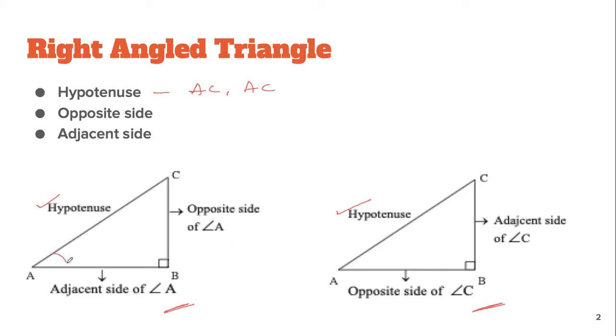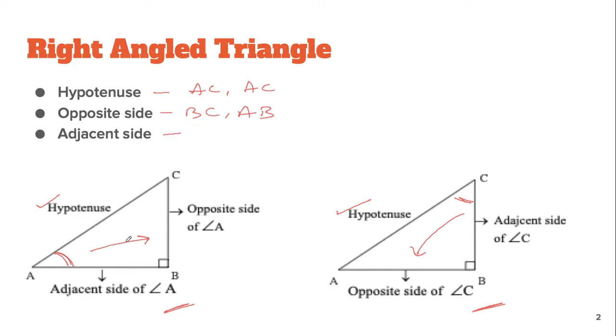Now suppose we study this triangle on the left with respect to angle A. With respect to angle A, side BC, because it is on the other side, can be called the opposite side. But if we look at the other triangle with respect to angle C, the opposite side will be AB. So depending on which angle we refer to, the opposite side may be BC, it may be AB.